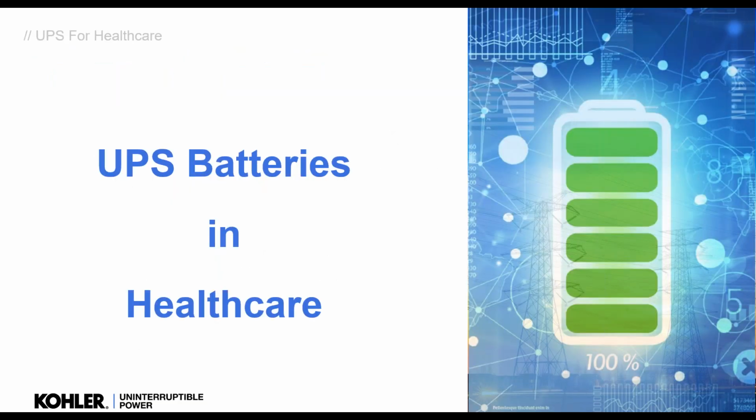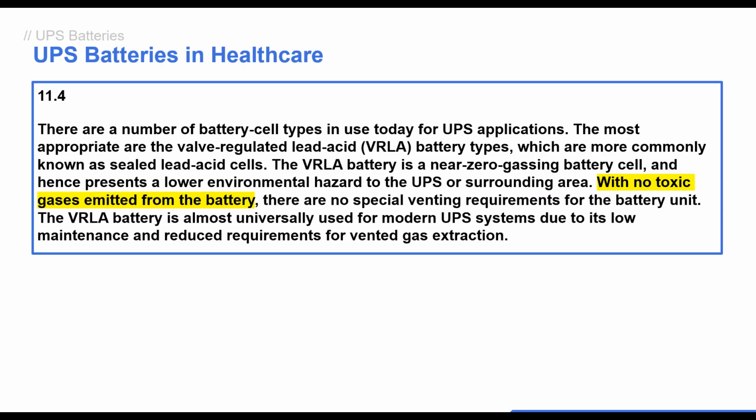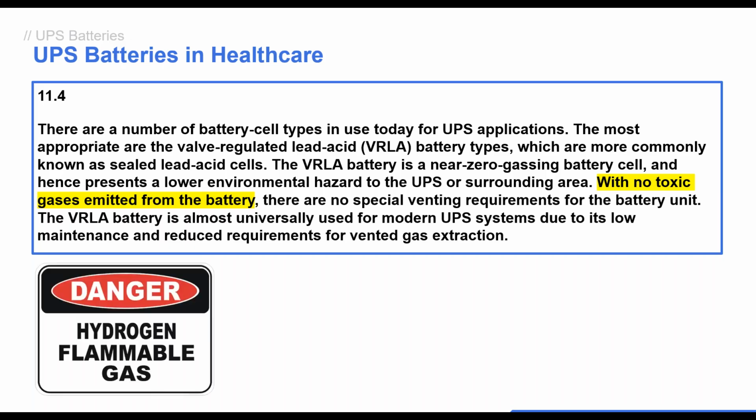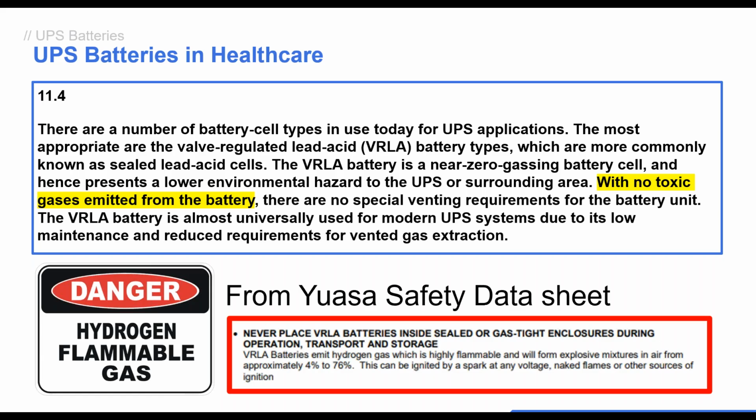So moving on to batteries and healthcare. A lot of talk about batteries here. They talk about VRLA being the optimum battery with a 10-year life. It says no toxic gas is emitted from the battery and no special venting requirements. Now, we do get hydrogen from batteries, and if you look at safety data sheets, it says never place them in sealed or gas tight enclosures, because in normal operation there is a small amount of hydrogen, not a lot, but we cannot put them in a sealed room, and we have to make sure that we have some ventilation.